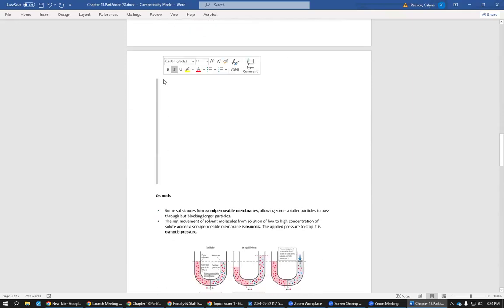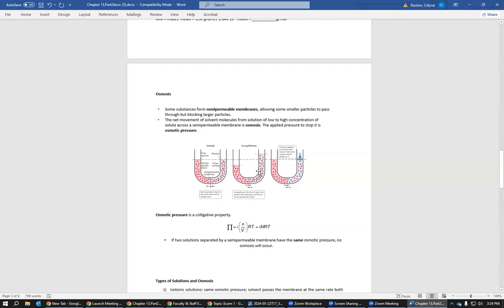Okay, now let's talk about osmosis. Osmosis: some substances form semi-permeable membranes that allow smaller particles to pass through, but block larger particles. The net movement of solvent molecules from a solution of low solute concentration to high solute concentration across a semi-permeable membrane is osmosis. So the applied pressure to stop it is osmotic pressure.